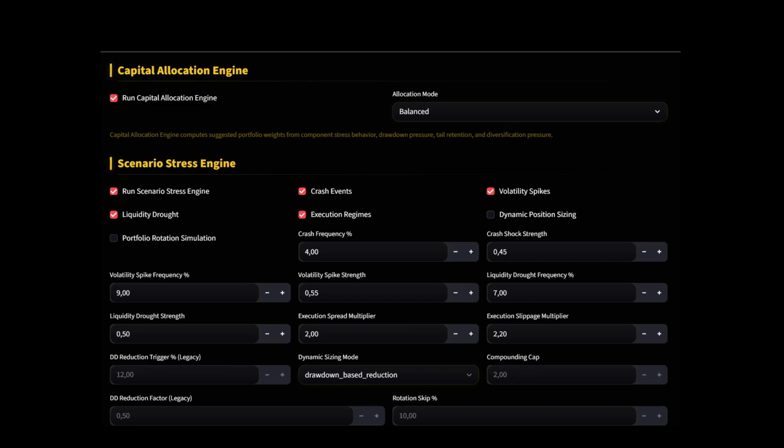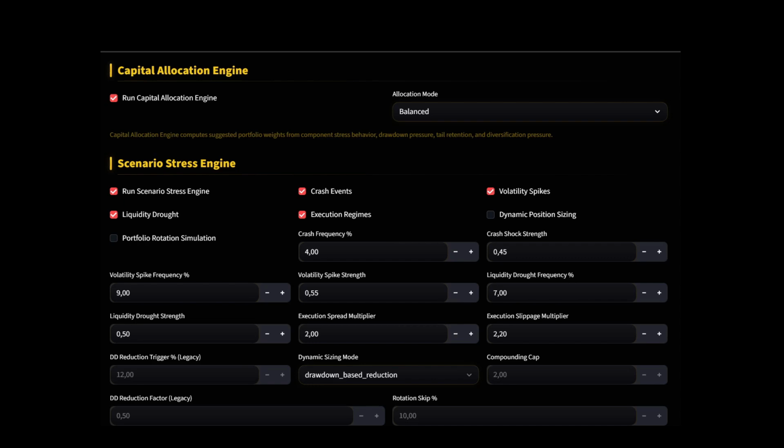Volatility spike frequency controls how often unstable market behavior appears. Volatility spike strength controls how aggressive those volatility events become. Liquidity drought frequency controls how often thinner market conditions are simulated. Liquidity drought strength controls how much pressure is added during those periods. Spread and slippage multipliers increase execution costs under stress.